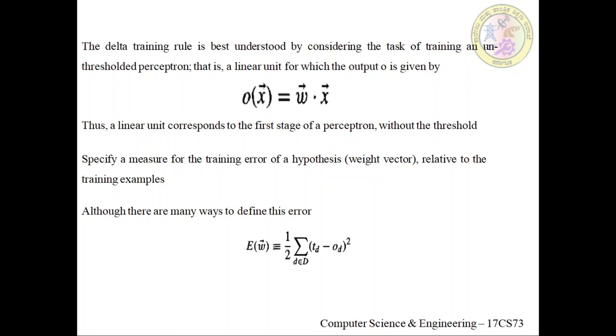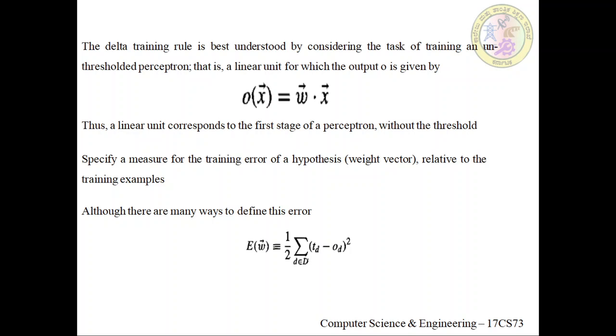Although there are many ways to define this error, one common definition is E of w vector equals half of the summation of (t_d minus o_d) the whole squared, where d belongs to D. Uppercase D is the set of training examples, t_d is the target output for training example d, and o_d is the output of the linear unit for training example d.